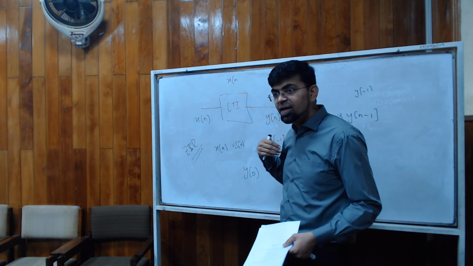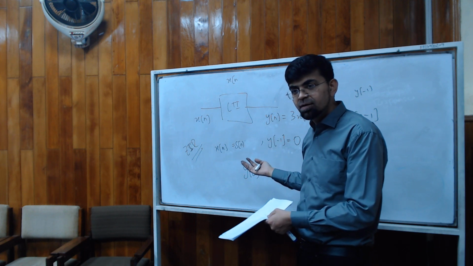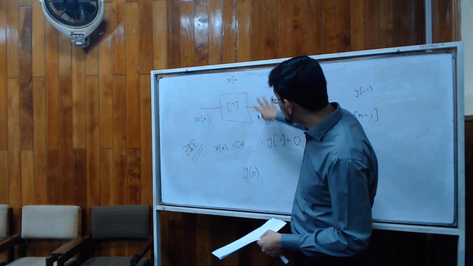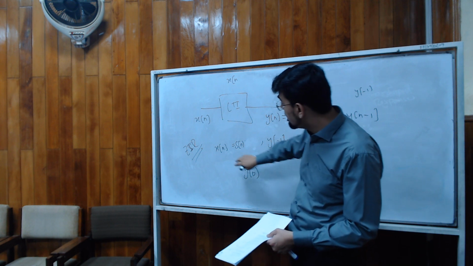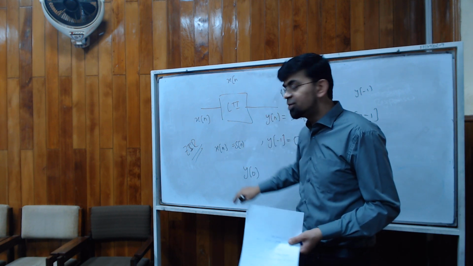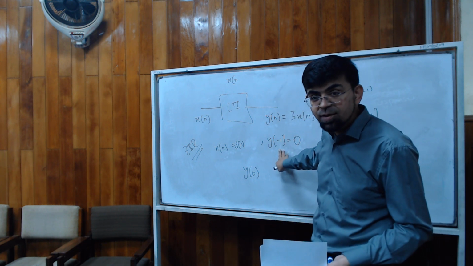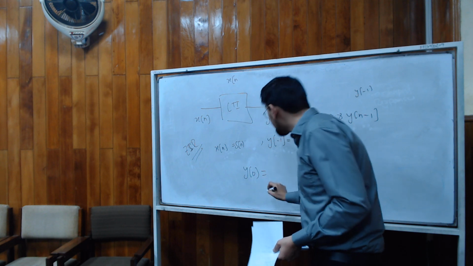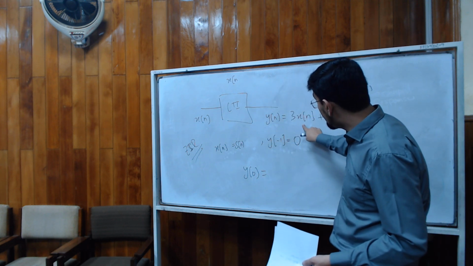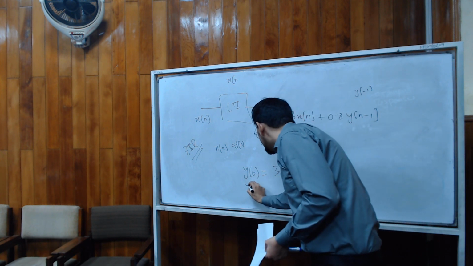I am saying now that I am giving an input. I am telling you the conditions of this system. Now I am going to give it a delta input, and I am saying the initial condition is 0. So y0 will be 3 times delta 0 plus 0.8 times y-1, which is 3. Now quickly tell me y1.